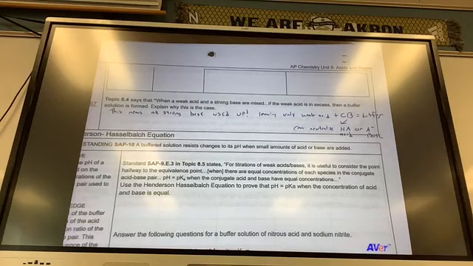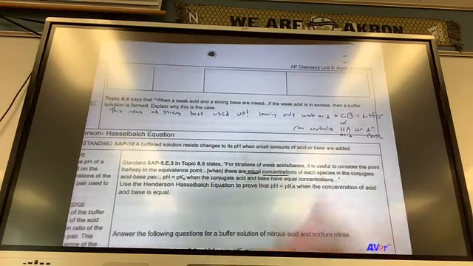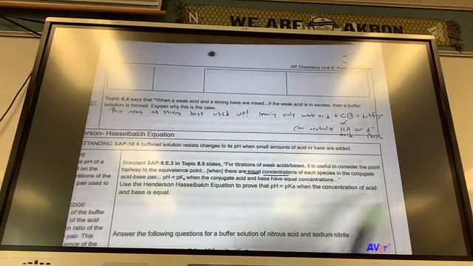Next one says, for titrations of weak acids and bases, it's useful to consider the point halfway to the equivalence point when there are equal concentrations of each species. pH equals pKa when the acid and conjugate base have equal concentrations. Using Henderson-Hasselbalch to prove pH equals pKa, it says use it to prove it.